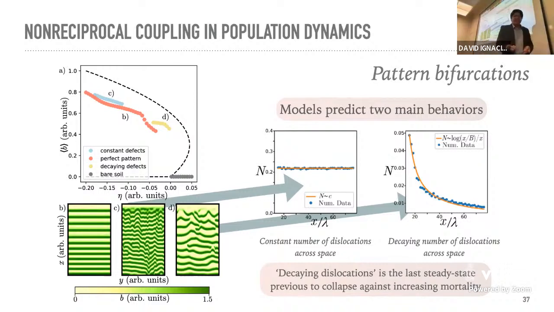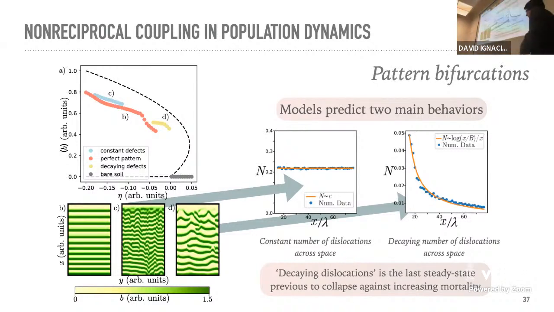What is interesting is that the ecosystems displaying the law of decaying dislocations correspond to the branch of yellow points. So they are the last branch of stable patterns, okay? Compared, for example, to the branch of perfect patterns, denoted by red points, or a branch of really complex patterns denoted by the blue points that contains a constant number of defects across all space.